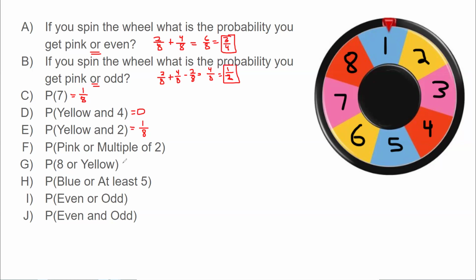Pink or multiple of 2. So again, or we're adding. So the probability of pink is 2 out of 8, plus the probability of a multiple of 2. Multiples of 2 would be 2, 4, 6, and 8. That's 4 out of 8. We need to subtract the overlap here because it can be pink. Oh no, it cannot be pink and a multiple of 2. None of the pink ones are multiples of 2. So there's nothing to subtract. So that's just 6 out of 8, which is 3/4.